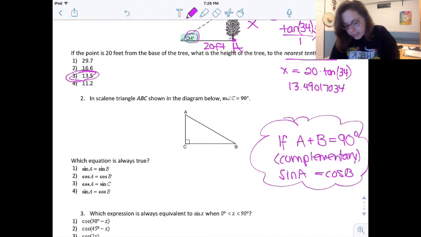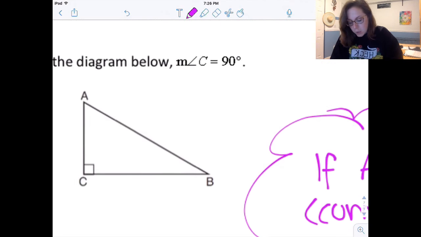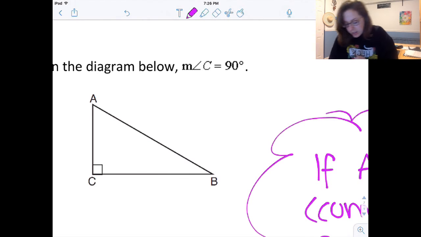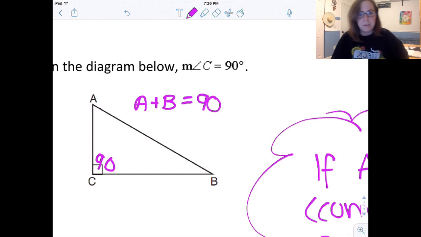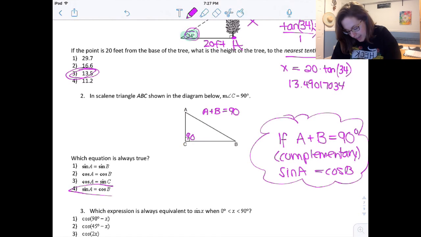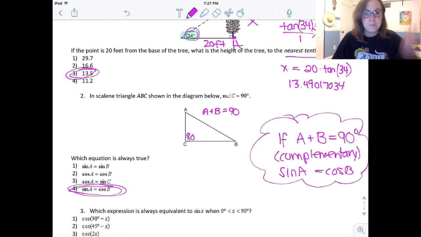So which of these is true? They tell us angle C is 90. Well, in a triangle, all the angles add up to 180, which means if this is 90, then A plus B is also going to be 90, right? So these are complementary, which means sine A equals cosine of B. Done. That's all you need to know.